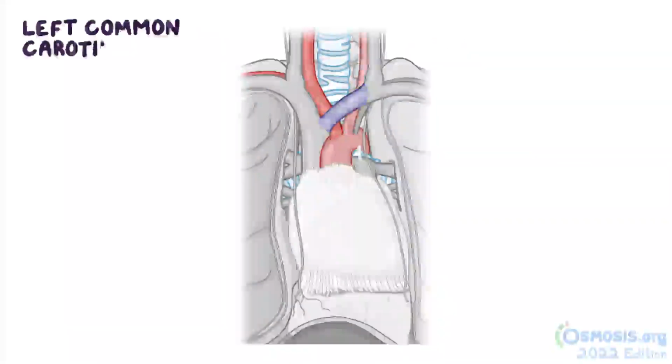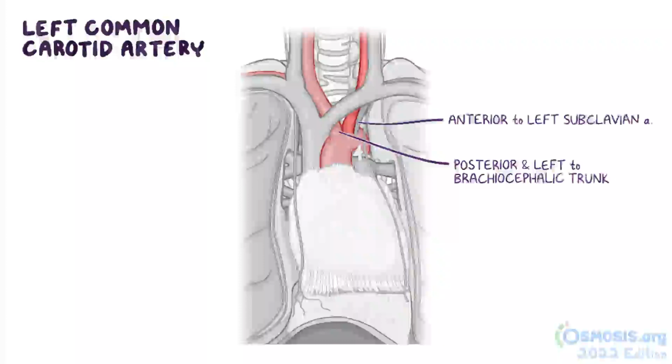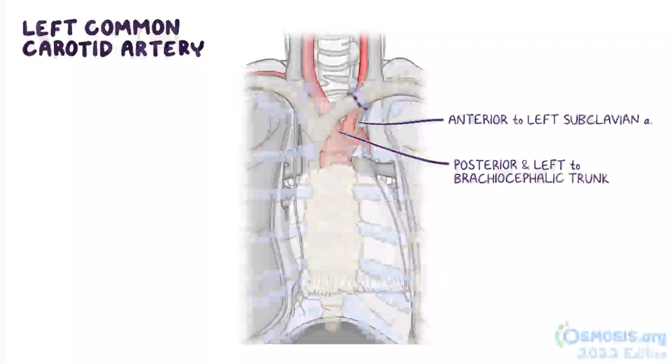The left common carotid artery is the second branch of the aortic arch. It originates posterior to the manubrium, but slightly posterior and to the left of the brachiocephalic trunk. It ascends anterior to the left subclavian artery and enters the neck posterior to the left sternocostal joint.